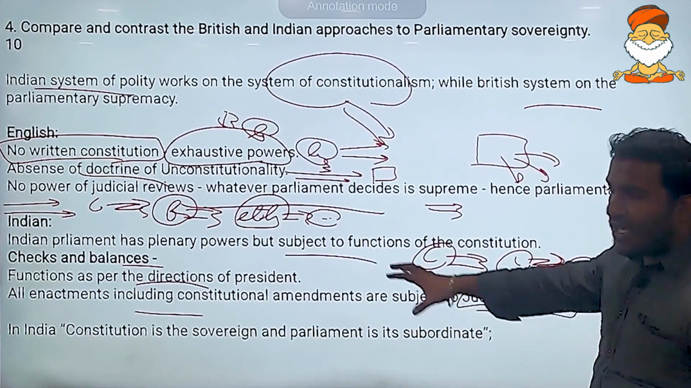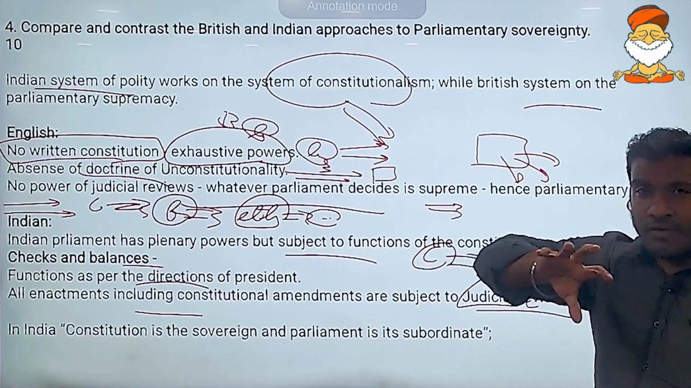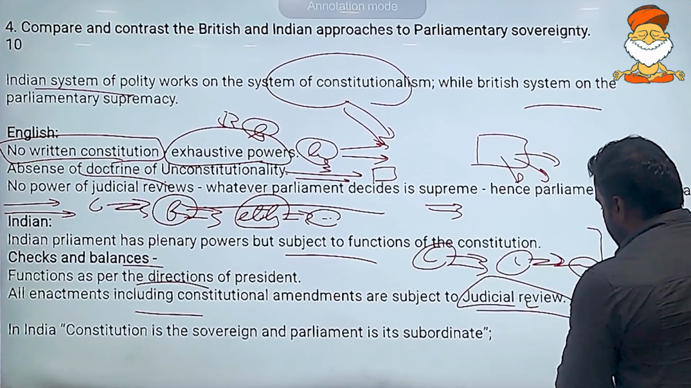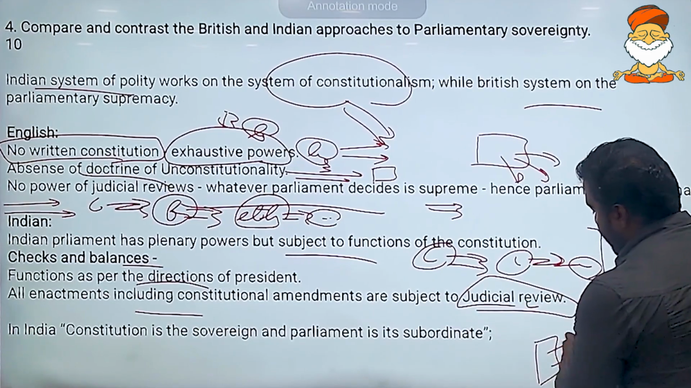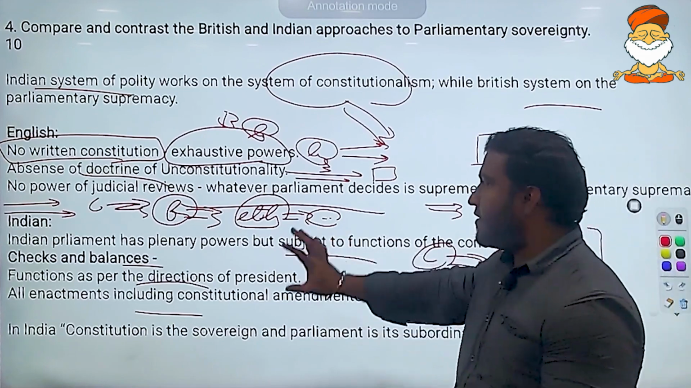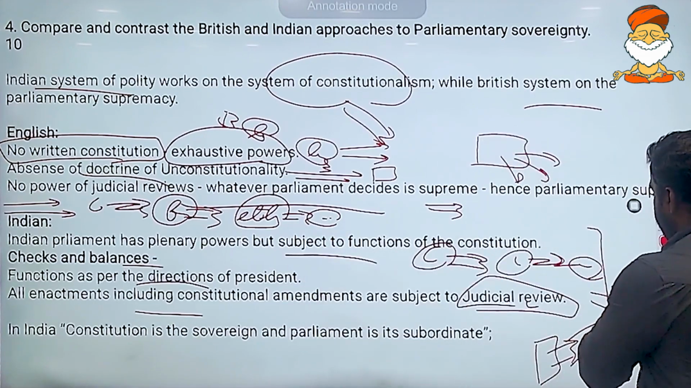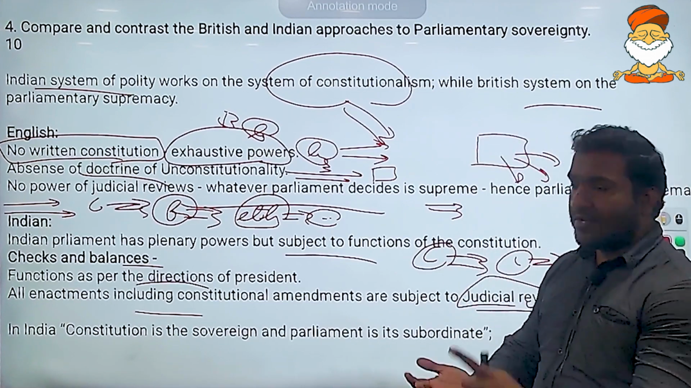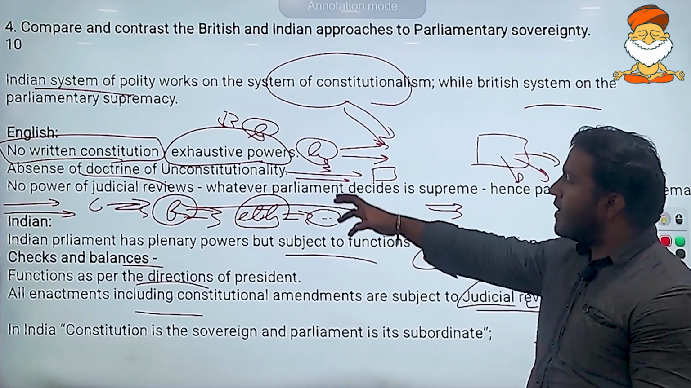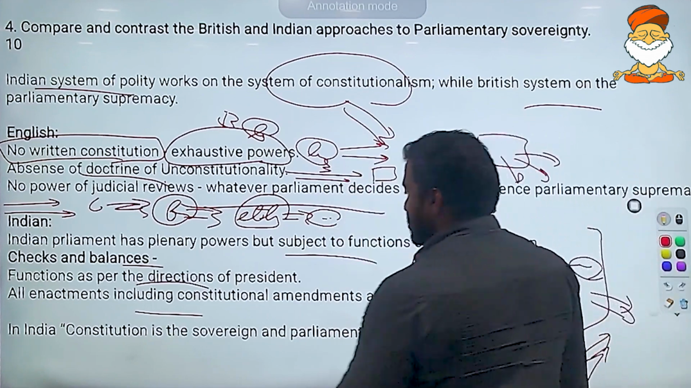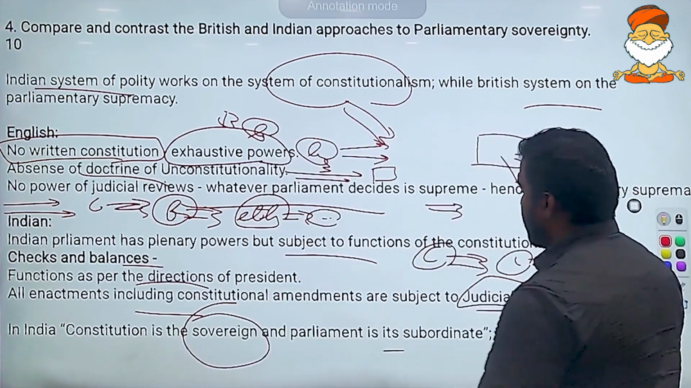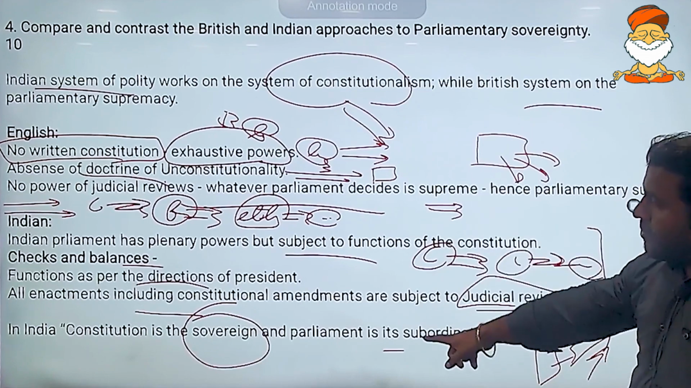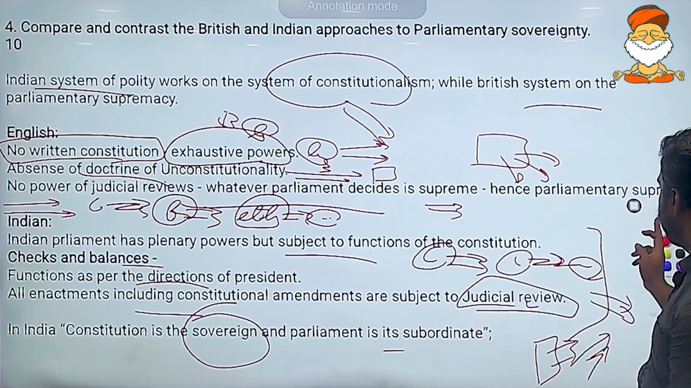So here we can say there are many hurdles or brakes applied by the constitution, and that acts as a very effective speed breaker. Hence the Indian constitution comes with constitutional supremacy, and no part of the body politic, that is legislature, executive, judiciary, is supreme. So the Indian constitution is sovereign and parliament is its subordinate. One quote you can finish with; mostly GD Basu said this, I guess. Okay, then come to the next one.